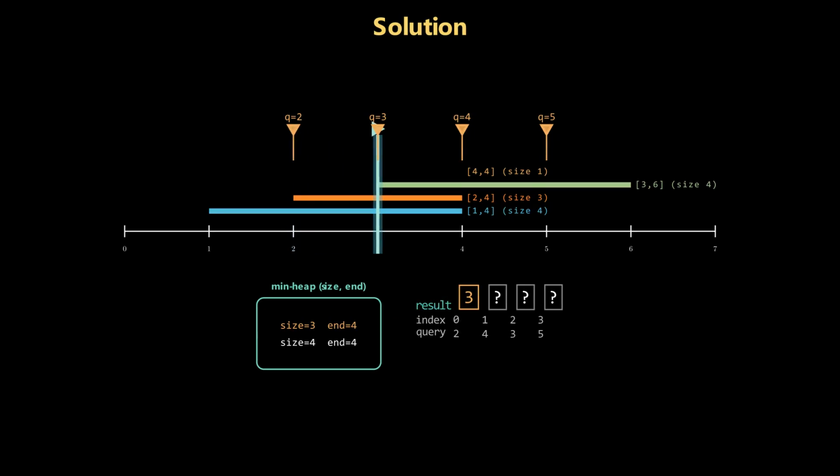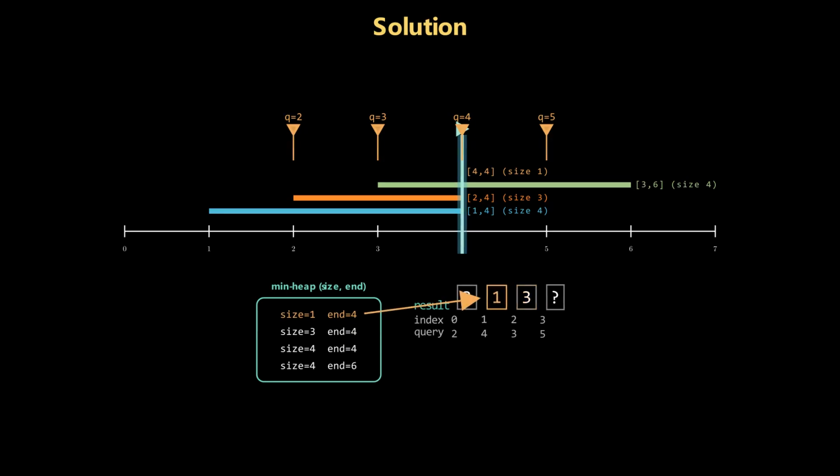Process query 3, original index 2. Push interval 3 to 6, size 4. Its left end is at or before query 3, so the interval has started and belongs in the heap. Smallest active interval is 2 to 4, size 3. Write 3 into result at index 2. Process query 4, original index 1. Push interval 4 to 4, size 1. Smallest active interval is 4 to 4, size 1. Write 1 into result at index 1.